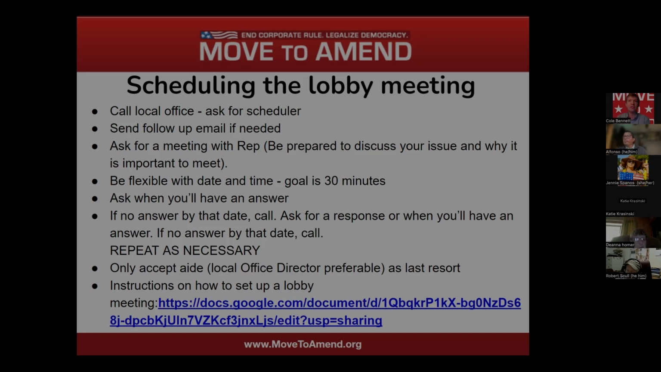But if you see fit to go about it a different way, it could be as simple as just calling up your representative and saying you should co-sponsor the We the People Amendment. What we're trying to do here is just get as many people on as possible.